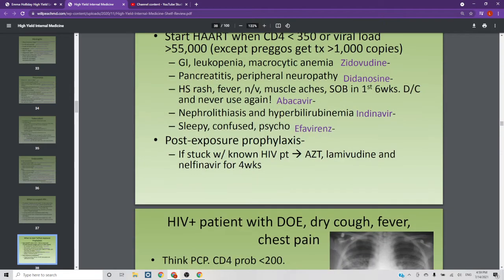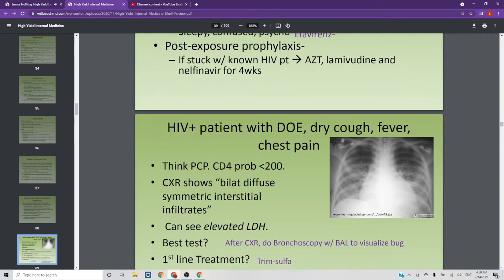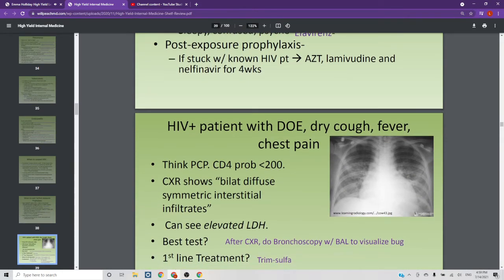So, not one drug, not 2 drugs. You always need the highly active retroviral therapy for known HIV exposure. So in our HIV patient, if they present to you with dyspnea on exertion, a non-productive cough, fever, chest pain. Oh, I told you. We're thinking pneumocystis, right? So PCP is the most common opportunistic infection.